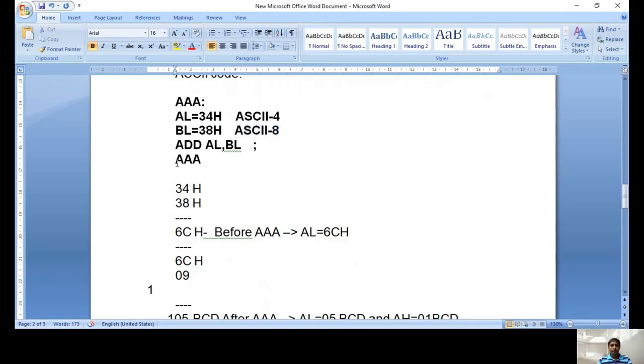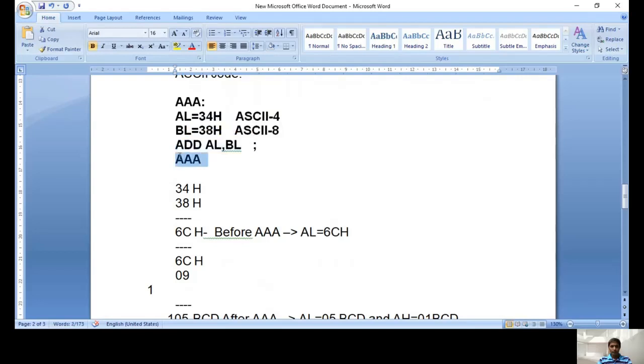What happens? First, before AAA, after performing ADD AL, BL, what happens? AL is already 34, BL is 38. If I add, 4 plus 8 is 12, and 12 in hexa representation is C. 3 plus 3 is 6. So the answer is 6CH. So before the AAA instruction, your AL has 6CH.